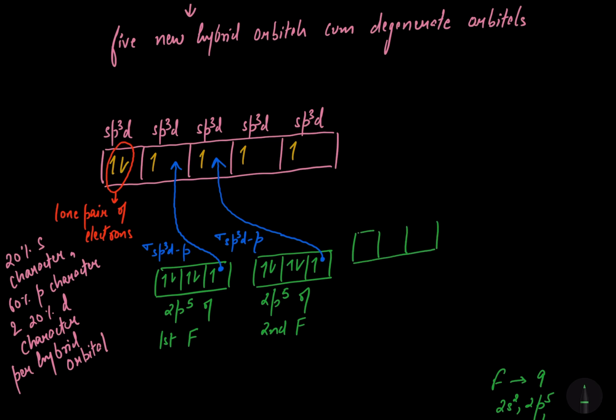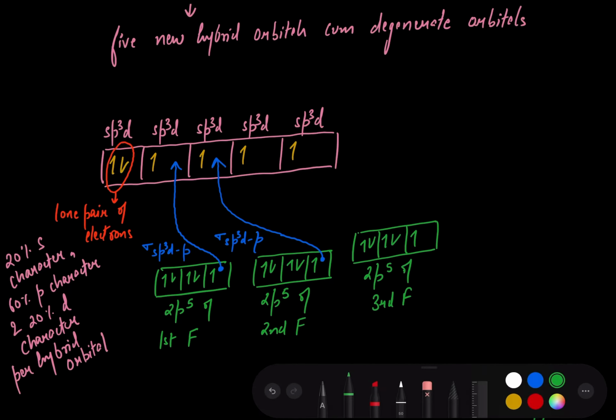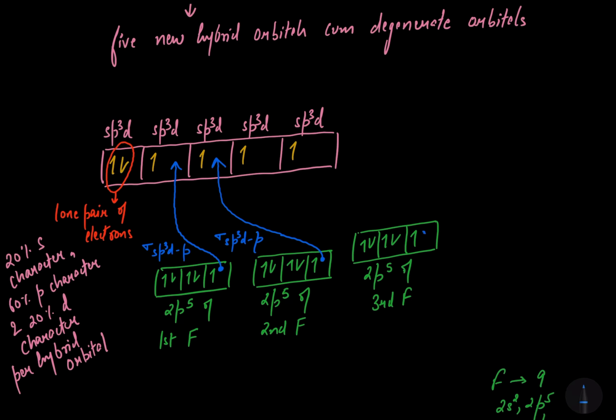That's the 2p of third fluorine. Now again the 2p is having 5 electrons. Let's fill them: the first electron, second electron, third electron, fourth electron, fifth electron. We are left with one orbital which is having one electron, which will have head-on overlap with the sp3d hybrid orbital of sulfur for the formation of sigma bond.